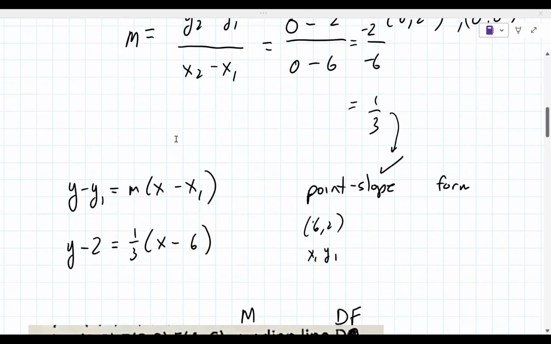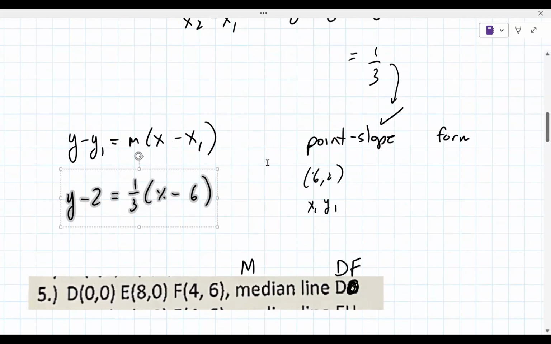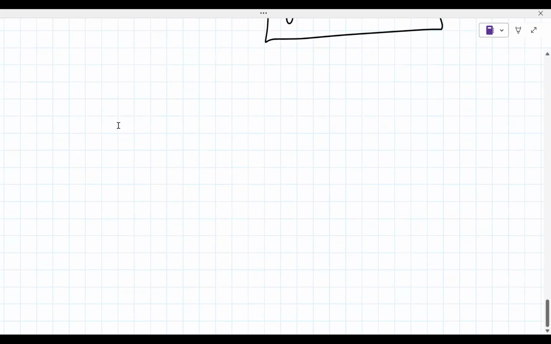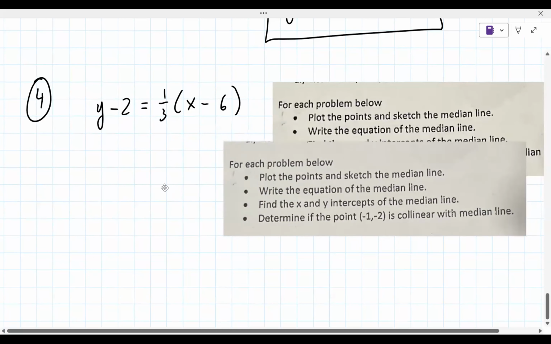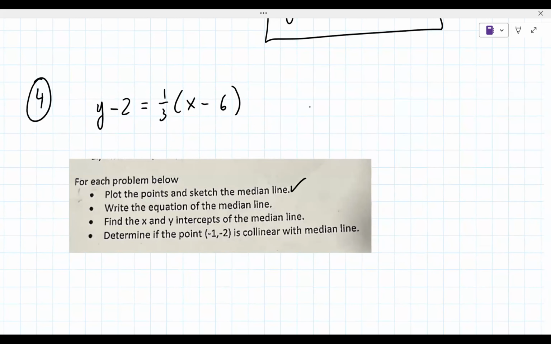I don't know how easy this is going to be. Okay, so this is the equation for number 4. The way this is organized is not well. If you look at the bullet point, it says for each problem below, plot and sketch the line. So we have done some of these, but not all of these. For number 4, we did the first thing and the second thing. We didn't do the third and the fourth. To me, it's better to do the same thing over and over again until you get it than to reintroduce new stuff. So that's why I didn't do it. But this is a full question.